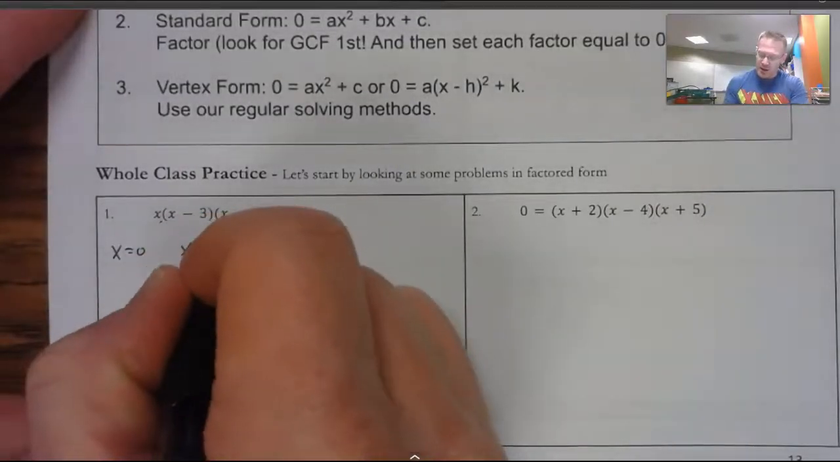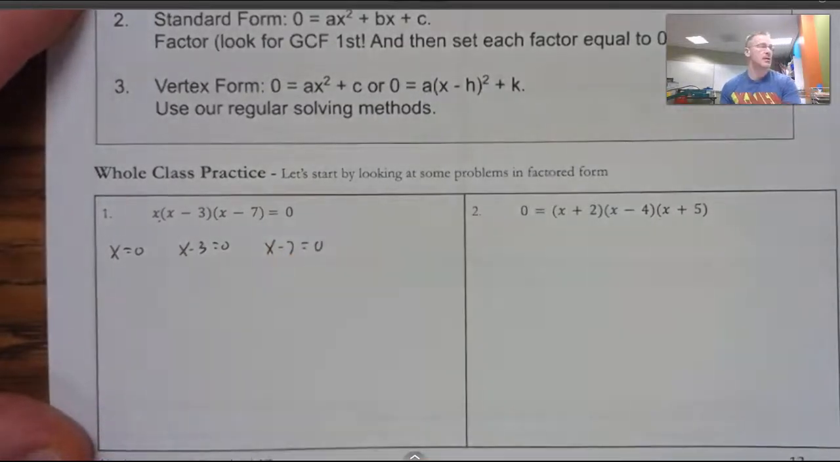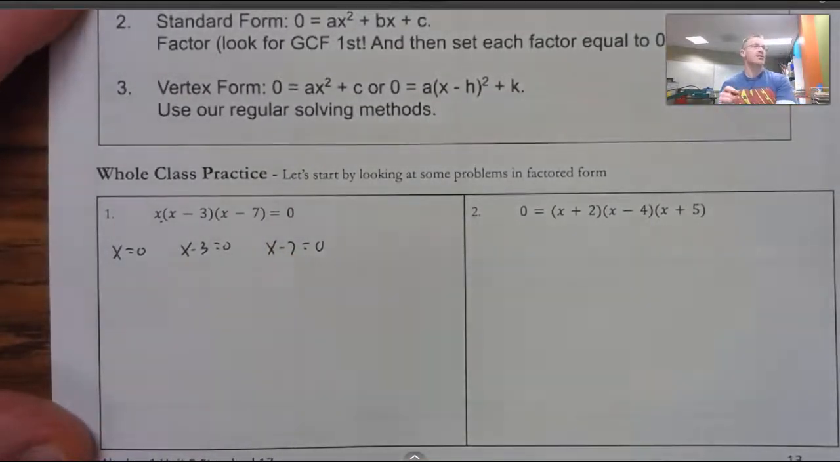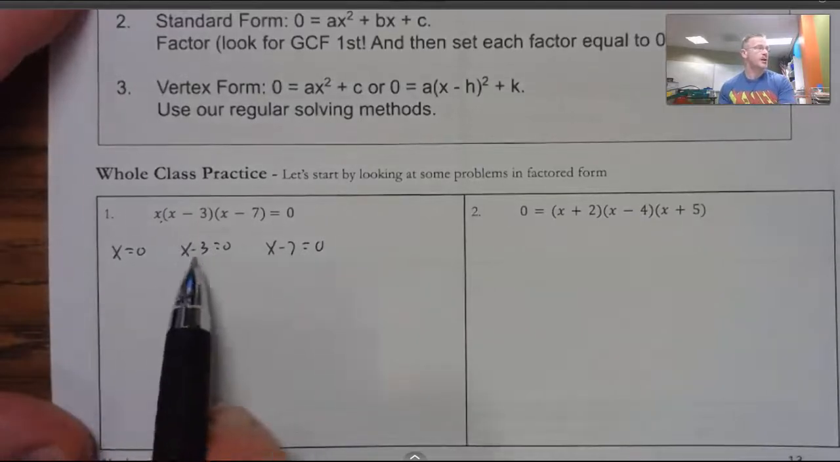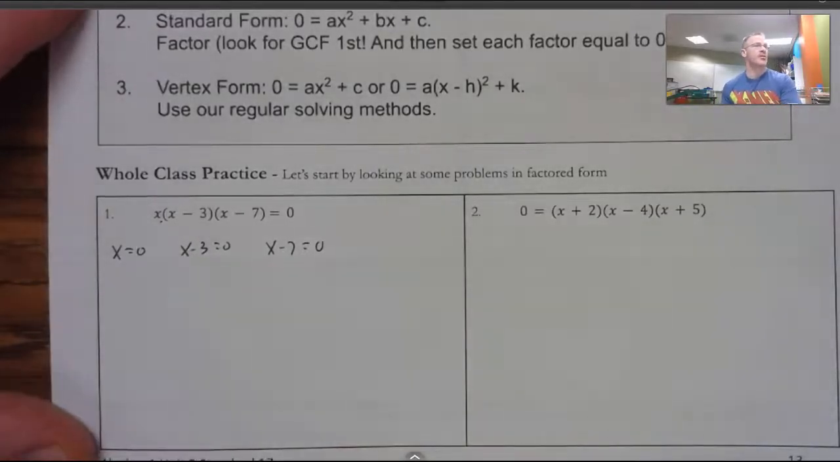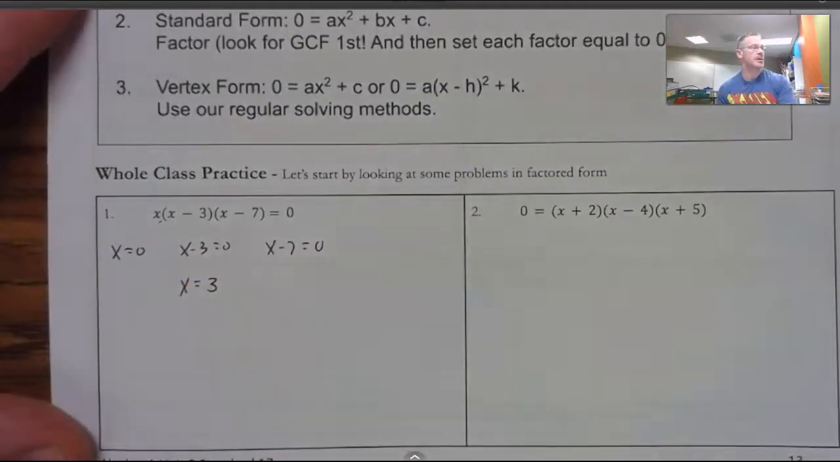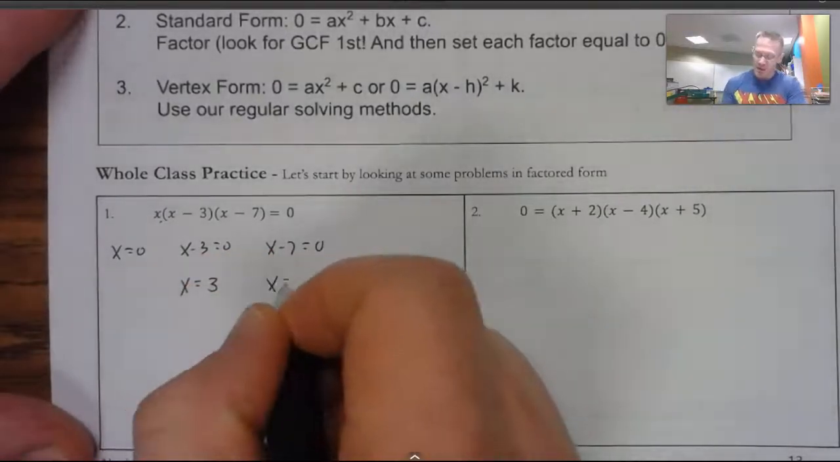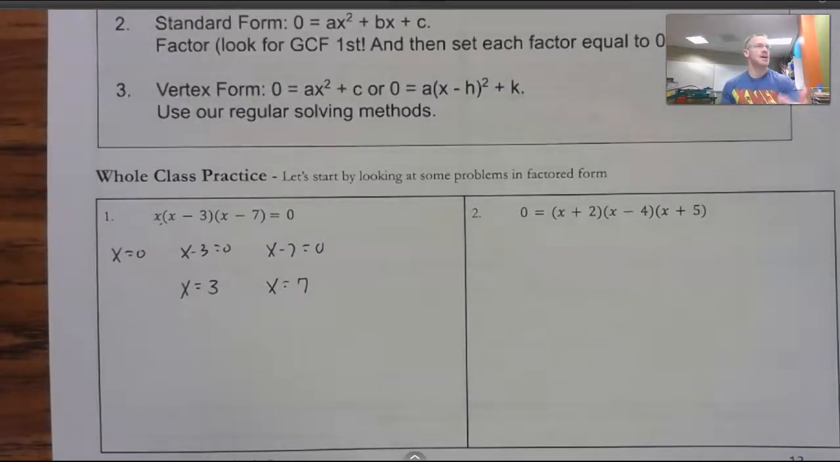This means x minus 3 could be 0. This means x minus 7 could be 0. And then I solve each of those pieces. Now, this one's already solved, so x equals 0. When I solve this guy, this is the 0 property for addition and subtraction, so we know x has to be 3 because 3 minus 3 is 0. And the same thing here, we know x has to be 7. All right, so there are my 3 solutions, or 3 intercepts.